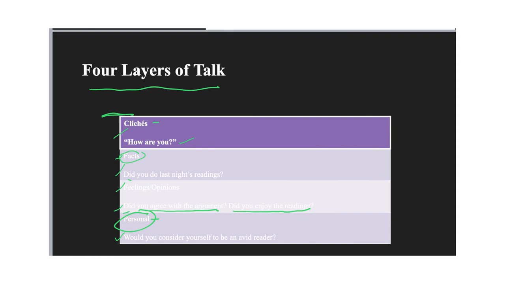A lot of people say, if I go on a date, what should I do? You don't want to live in cliches, obviously, if you're on a date, because that's really boring. You want to talk about facts because you want to get to know the person. But what you really want to do is try to get to the deeper layers, the feelings and opinions and the personal stuff. So if you're getting a lot of first dates or you're feeling like you're in the friend zone all the time, it might be because you're living here and you need to start thinking, how do I get down here more? How can we talk about topics that allow us to share this?